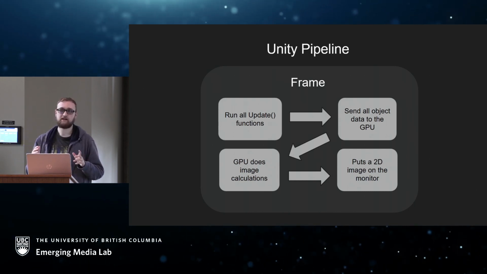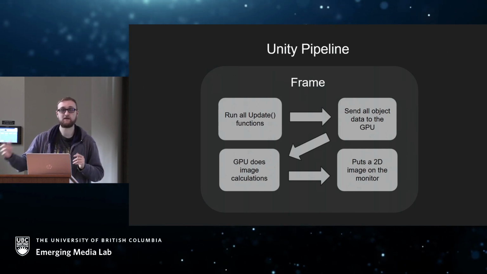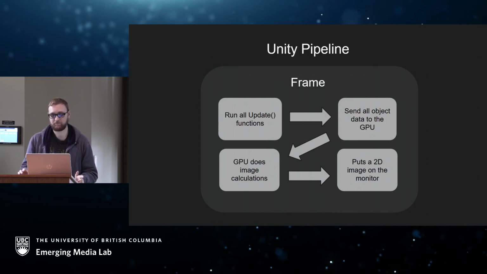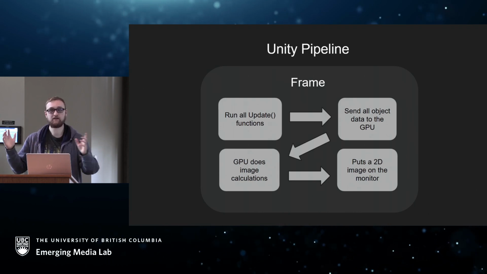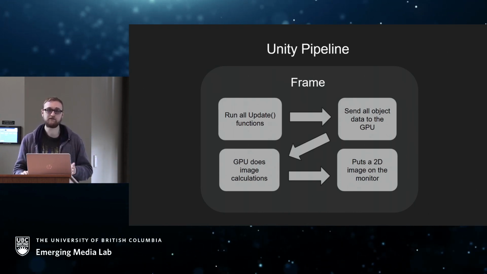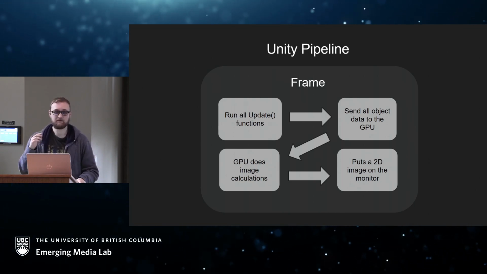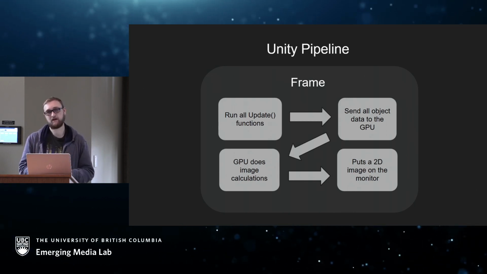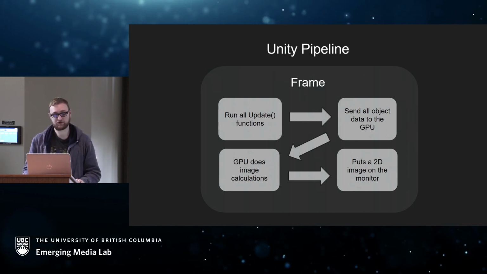So first, it has to run all the update functions. Every object that has some special code that it wants to run, it has to go through that and execute all that code, right? Once it's done with that, it then has to take all the object data that it needs and send it to the GPU. The GPU does a bunch of calculations to figure out exactly where it goes on the screen, and then it puts the 2D image on the monitor. The GPU does that. That's the general pipeline. In programs that aren't Unity, it still usually follows a similar structure.